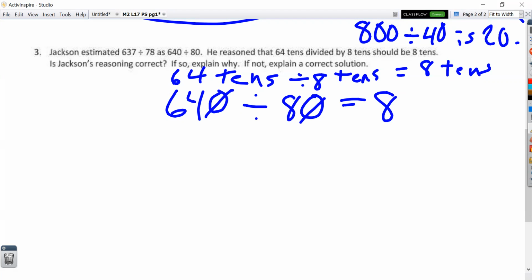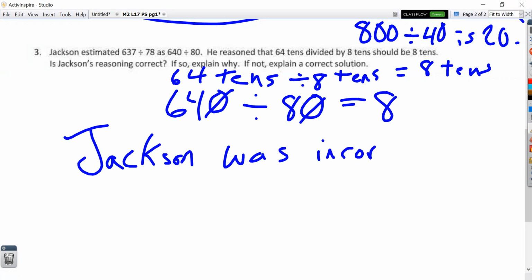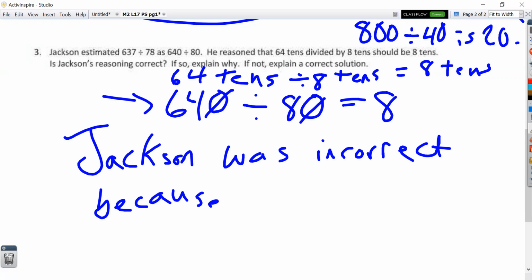So explain why Jackson's reasoning was incorrect. First we have to say he was incorrect, Jackson, or she, sorry. Jackson was incorrect. And why? Well, we can just explain what we did right here. Jackson was incorrect because 640 divided by 80 equals 8. So we've explained why they're wrong because we've shown our work. We've given the correct solution because we've shown our work. So we are done with this problem.